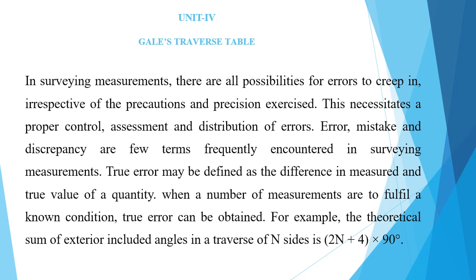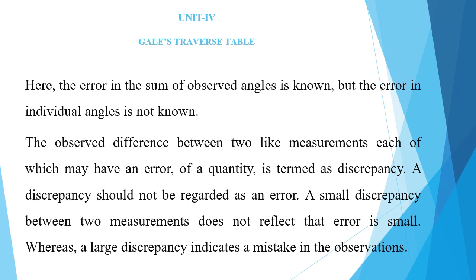True error may be defined as the difference between the measured and true value of the quantity. When a number of measurements are to fulfill a known condition, true error can be obtained. For example, the theoretical sum of exterior included angles in a traverse of n sides is (2n + 4) × 90 degrees. Here, the error in the sum of observed angles is known, but the error in each individual angle is not known.